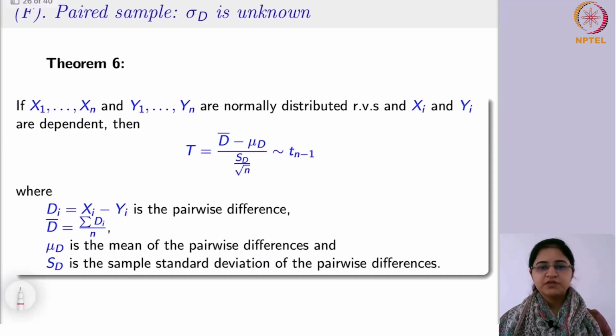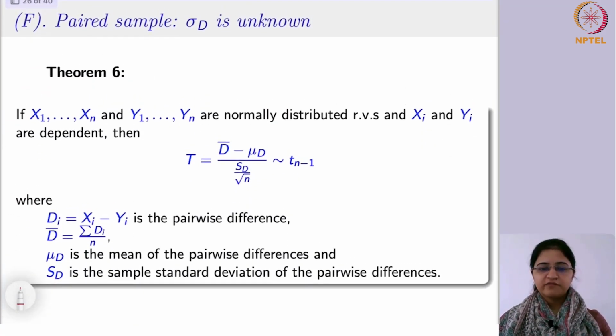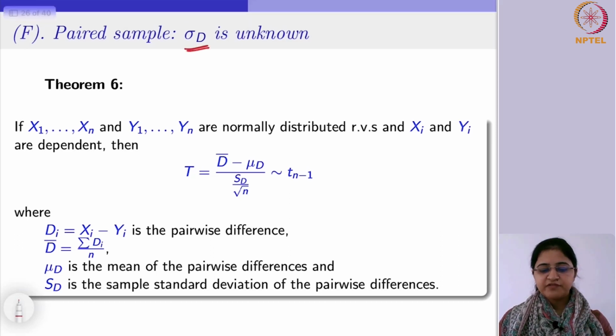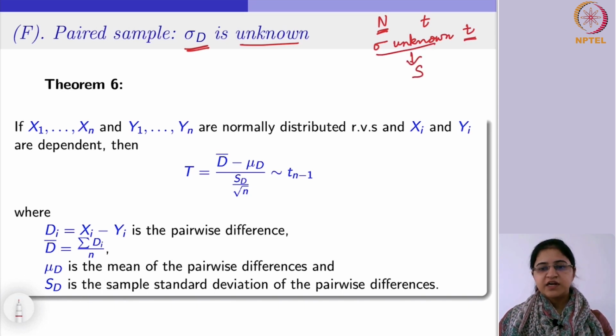Likewise, the other case can be when the population standard deviation is unknown. In this, again, if you recall from last week, if it is unknown, then you no longer have the standard normal or the normal distribution, but rather you have a t distribution. So whenever sigma is unknown, the t distribution comes into the picture, and you replace the unknown sigma by the corresponding sample standard deviation. Same thing as we have done last week.